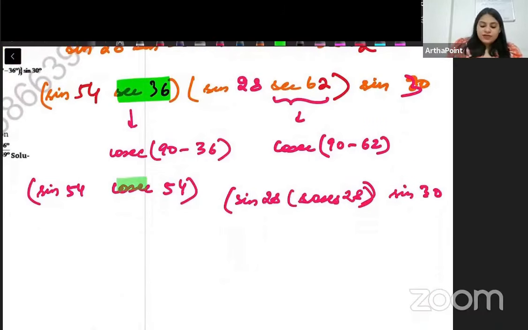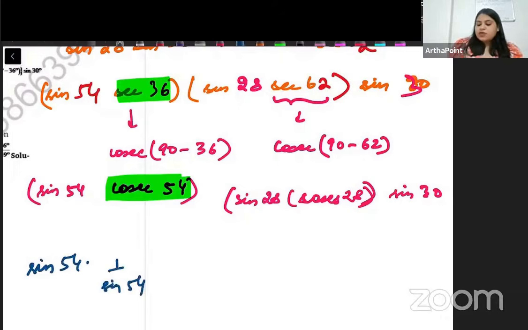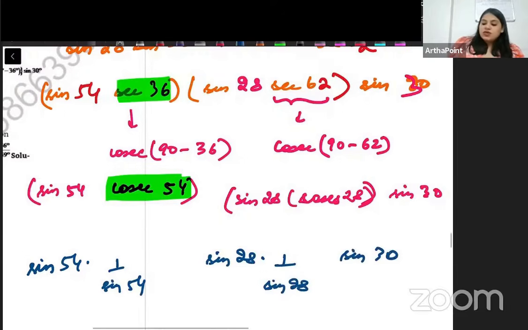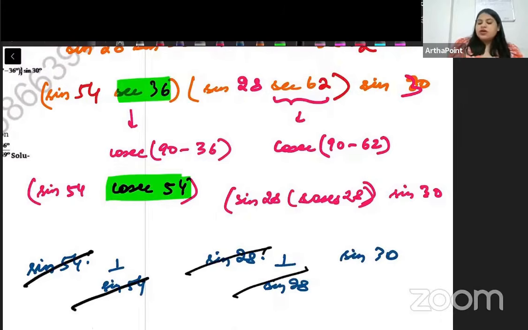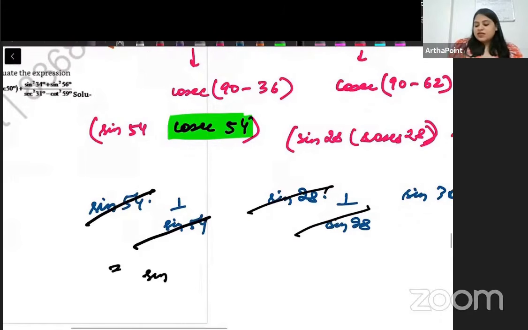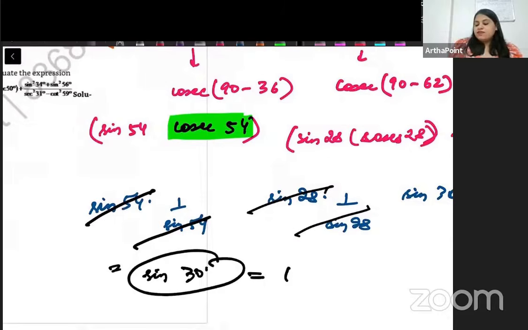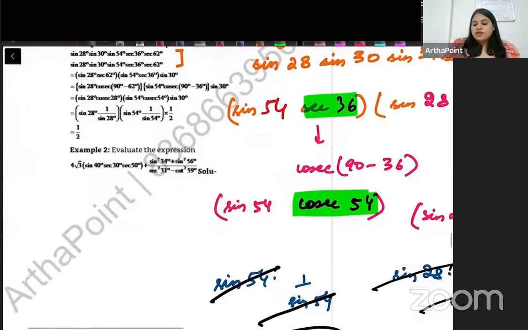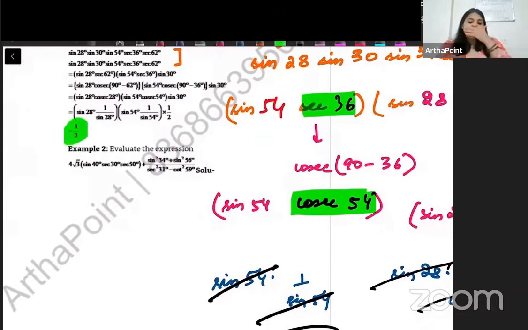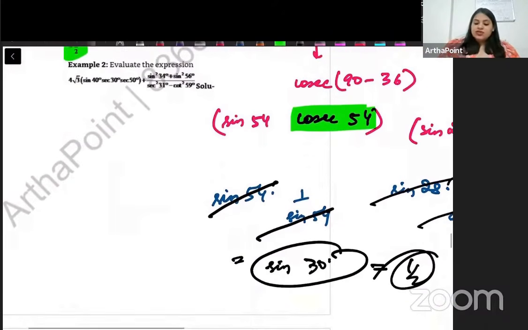Beta, cosec 54 will be 1 by sine 54. So this will be sine 54 into 1 by sine 54. This will be sine 28 into 1 by sine 28. This will be sine 30. So beta, this will cancel out, cancel out. You will only be left with sine 30. That will be half. That is the answer to this question. Usually you get such kind of questions in exam. Okay, now let us go to the next part.